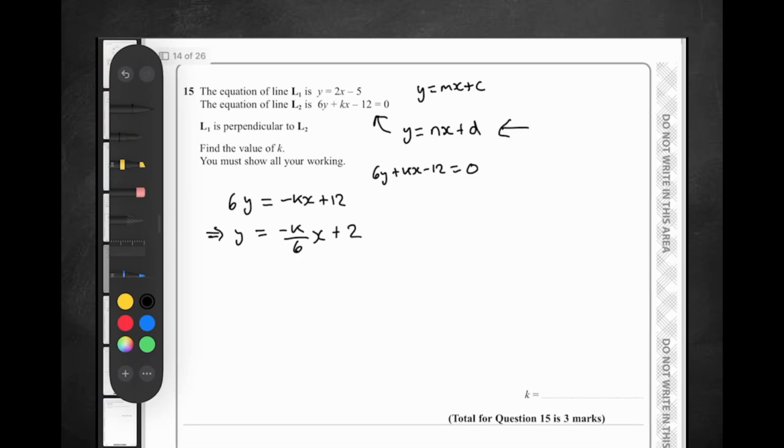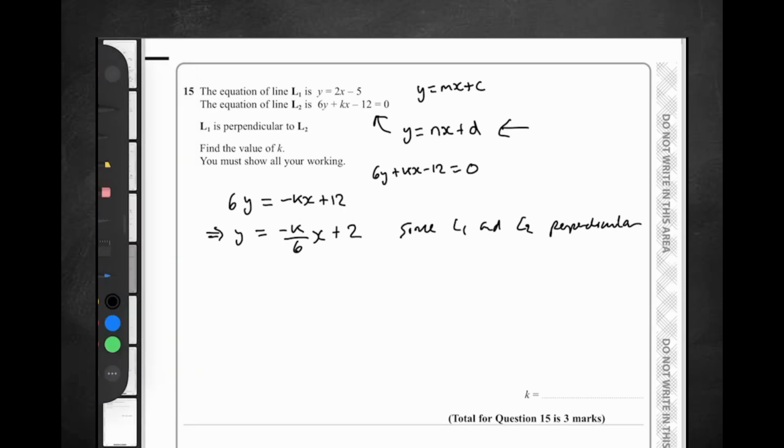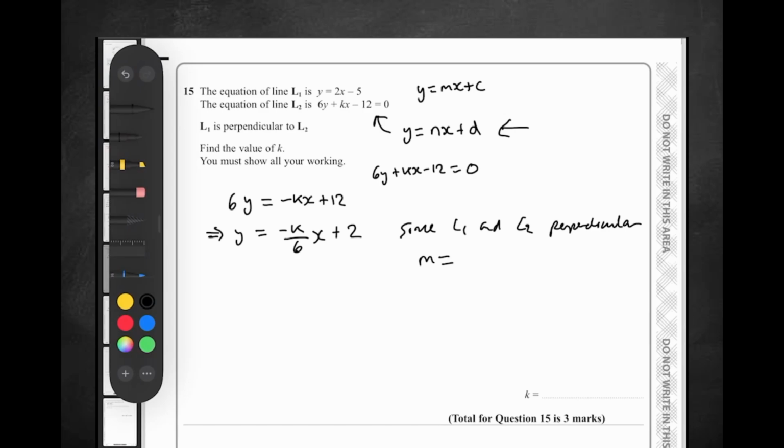So since L1 and L2 are perpendicular, by definition, m equals minus 1 over n, by definition of perpendicular lines. So we know that m equals 2 by just looking at the first equation, and we now know that n equals minus k over 6, so we know that 2 equals minus 1 over minus k over 6.